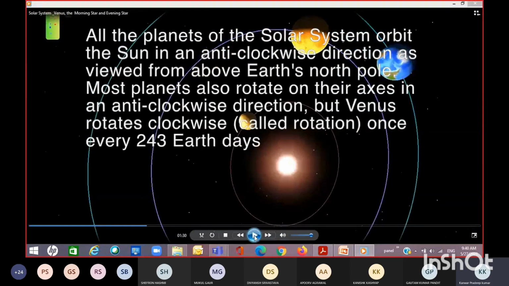All the planets of the solar system orbit the sun in an anti-clockwise direction as viewed from above the Earth's north pole. Most planets also rotate on their axis in an anti-clockwise direction, but Venus rotates clockwise once every 243 Earth days. So I think somebody was asking yesterday, why the Venus rotation is unknown. Was that the question? So Venus is rotating in the opposite direction. So clockwise, not revolution, rotation. 243 Earth days.